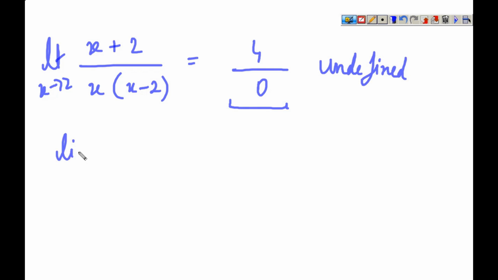and the limit does not exist for this function.